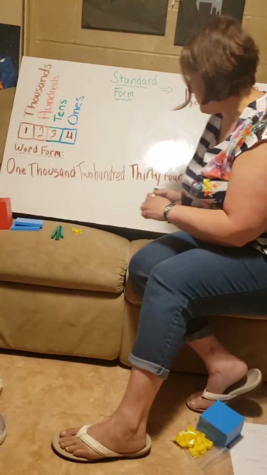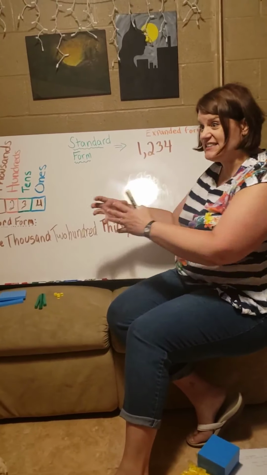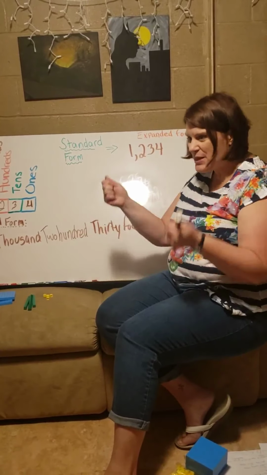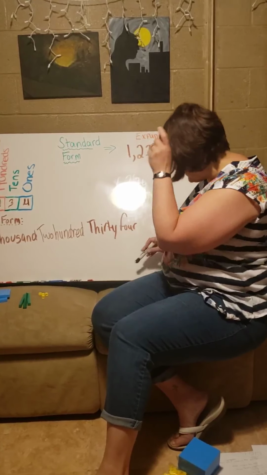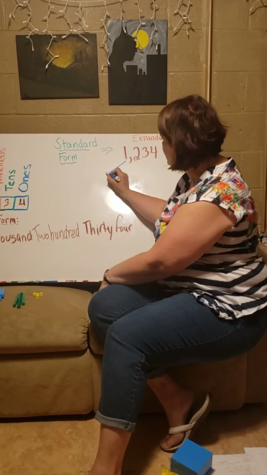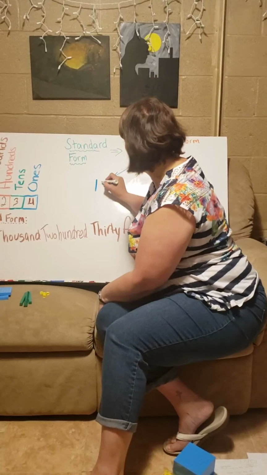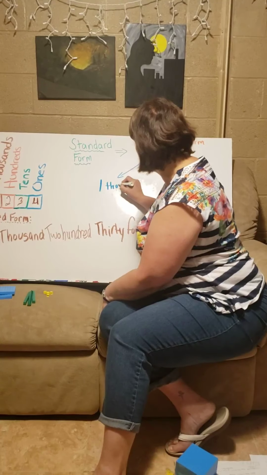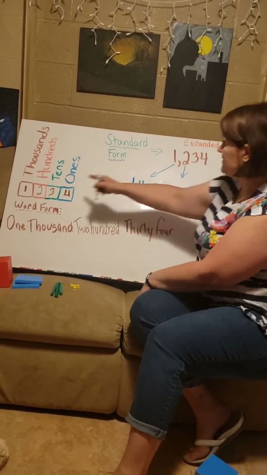So we have it written out. But what we want to do is take this and make it expanded form. We're going to spread it out. Do you ever play with slinkies? Yeah. You know how they come apart? So we're going to play with slinkies. If I take my thousands and break this up, I have how many thousands? 1. 1,000. I'm going to write it short so I have room.